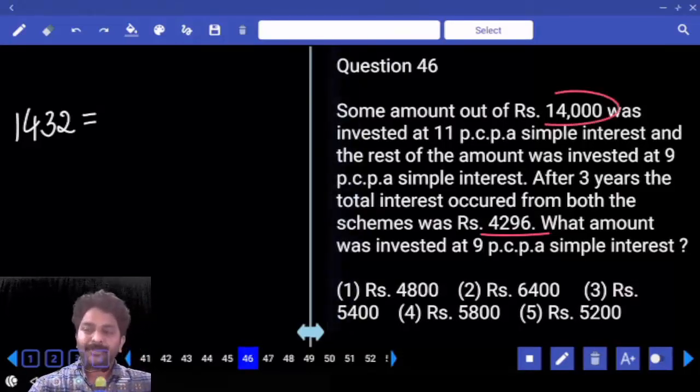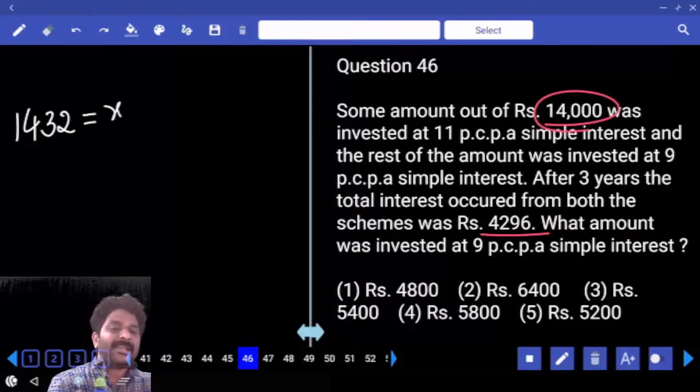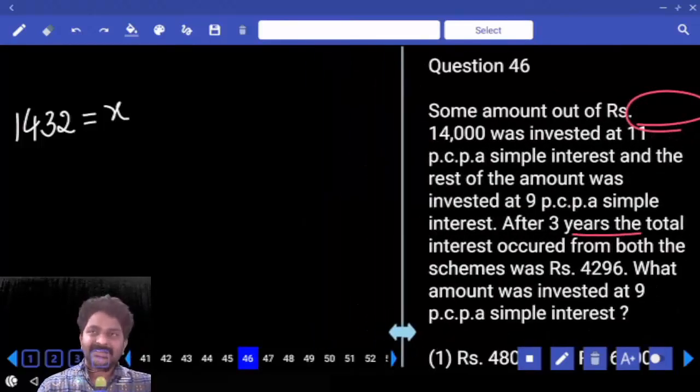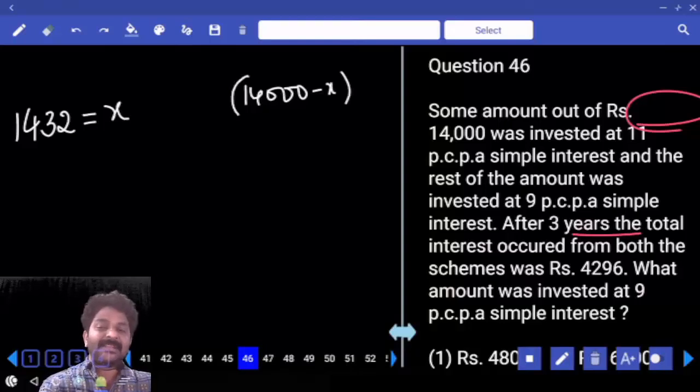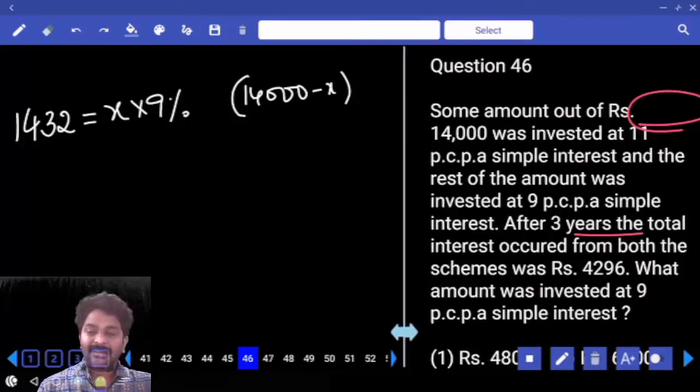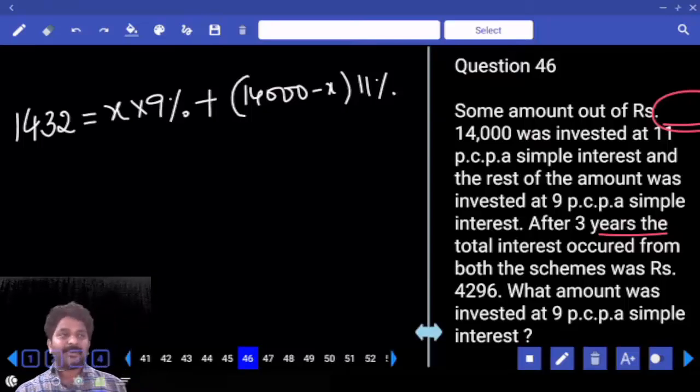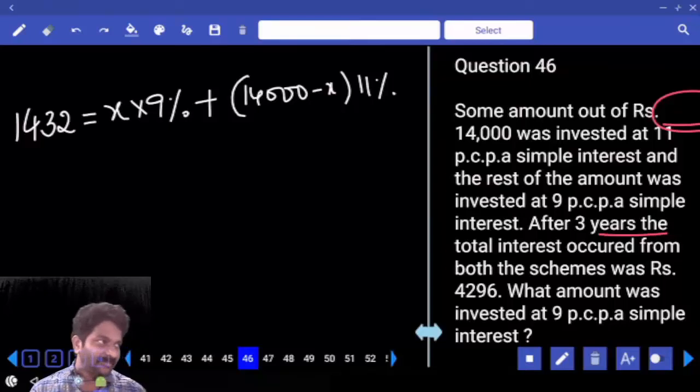So out of total 14,000, let me treat X rupees invested at 9% per annum. So principal in first scheme where the rate of interest 9% per annum is X. Then the other principal becomes 14,000 minus X. On X rupees, what percentage we are calculating? And then on remaining amount, 11%. When you add both, that must be equal to 1432. If you solve it, you will get your answer. That is one way. The other way is allegation.